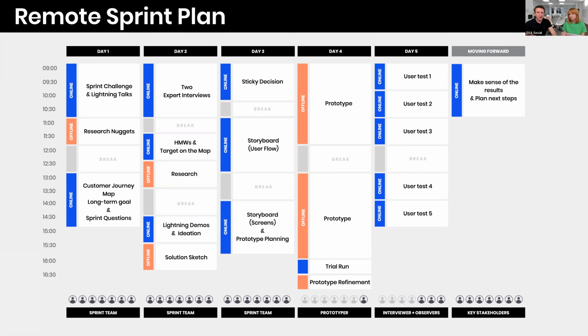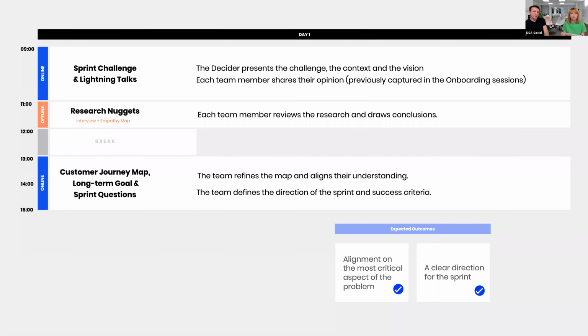So I start with day one. Day one, when we start the sprint, we have two online sessions. We have one offline session. The first one is the lightning talks, where we introduce the sprint challenge, and then everyone shares their own perspective over it. I'm going to show you the onboarding a bit later, but during the lightning talks, we're basically using information we've already captured in the onboarding, which makes it for a very smooth start.